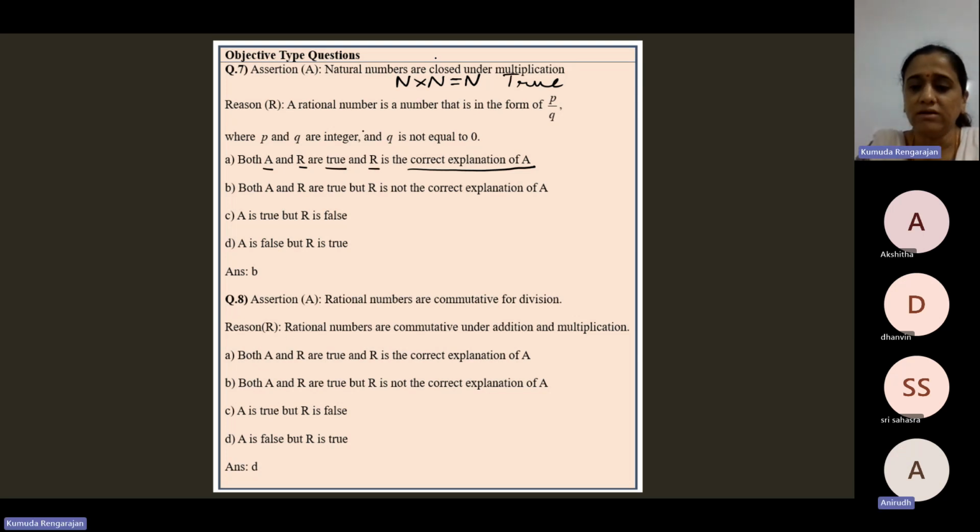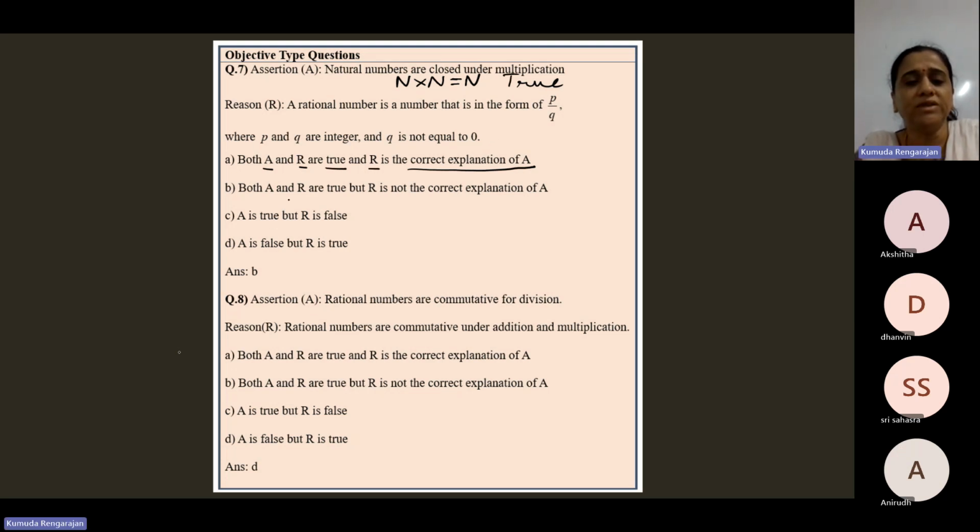No, both the assertion and reason statements are talking about two different facts. Both are facts, but they're two different facts. Correct. So both the assertion statement and reason statement are true, but the reason is not talking about the assertion. So the reason is not the correct explanation of A.